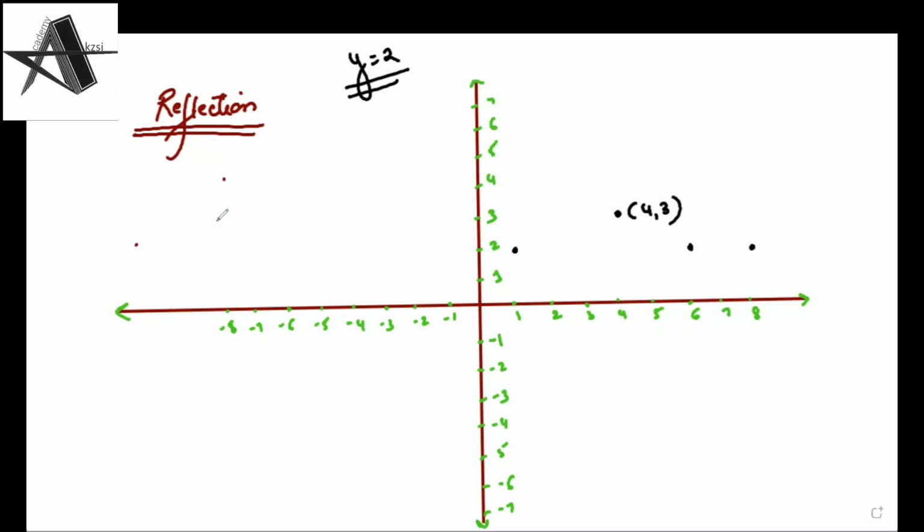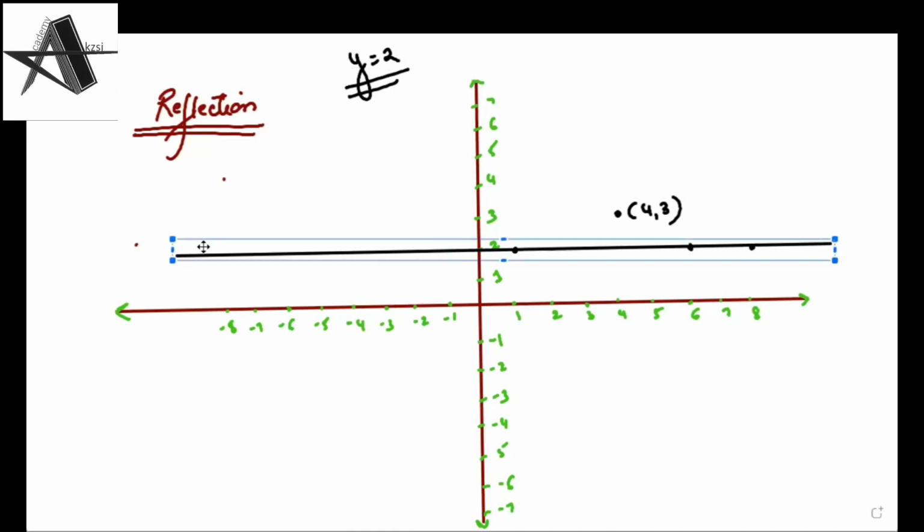I'm changing my x but my y stays the same. That means it's clearly a straight line parallel to the x-axis and passing through y equals 2, because everywhere y is the same. This is now my mirror line. Same thing I have to do. I'll draw a straight line perpendicular to my mirror line.